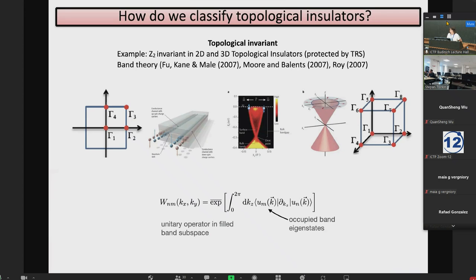Before, the way we could diagnose topology in a system, as introduced in the past days, was by calculating the Wilson loops of the non-abelian Berry phase, using the displacement of the Wannier charge centers, which is a way of calculating whether a system is topological or not.